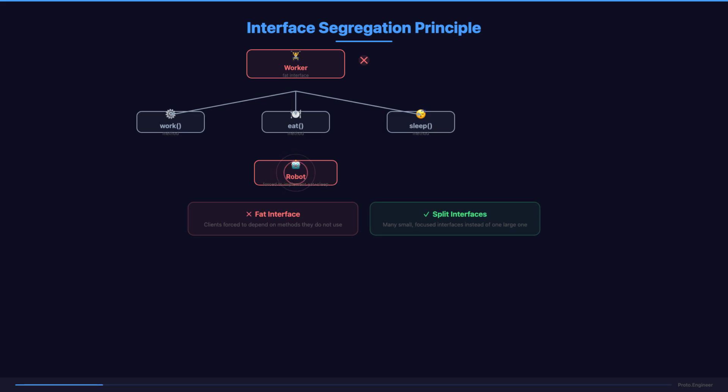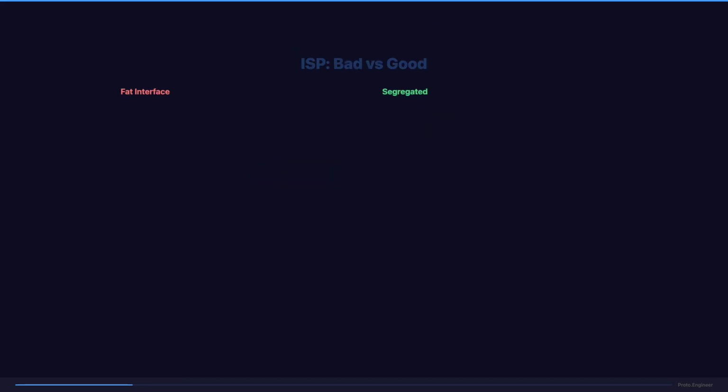The fix is simple. Split the fat interface into 3 smaller ones: Workable with a work method, Eatable with an eat method, Sleepable with a sleep method. Now robot only implements Workable. It is not forced to depend on methods it does not use. Let me show you the code.